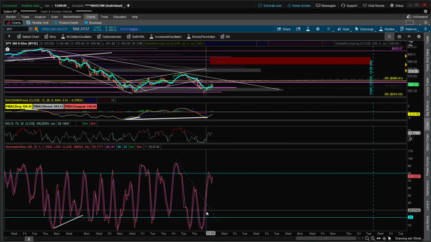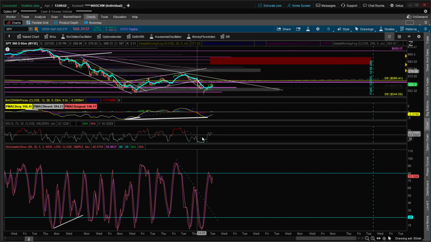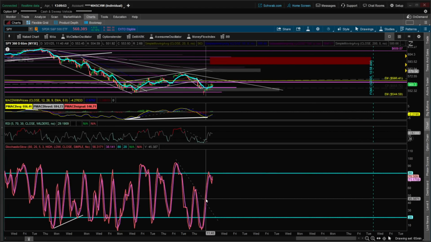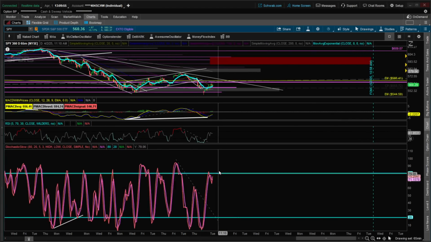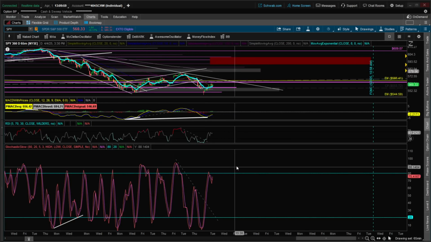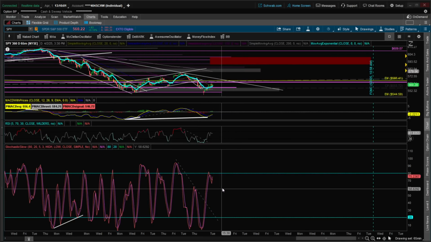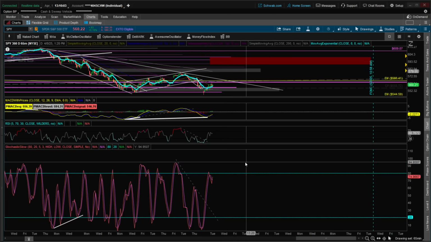The slow stoch broke that downtrend. Same with RSI, broke that downtrend there. And we're looking for this to oscillate either sideways up top here or form some sort of rising pattern.